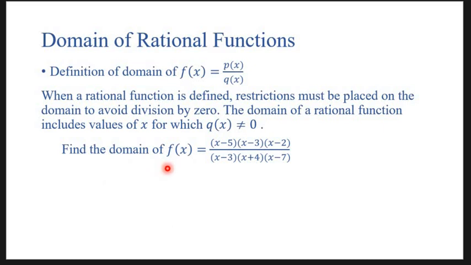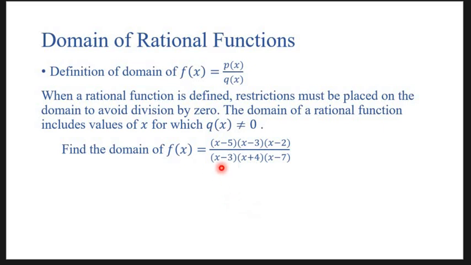Find the domain of the function f of x is equal to the binomial x minus 5 times the binomial x minus 3 times the binomial x minus 2 divided by the product of the binomial x minus 3 and the binomial x plus 4 and the binomial x minus 7. In order to find the domain, we just have to make sure that none of the factors in the denominator are equal to 0 by finding what values of x will make them 0.